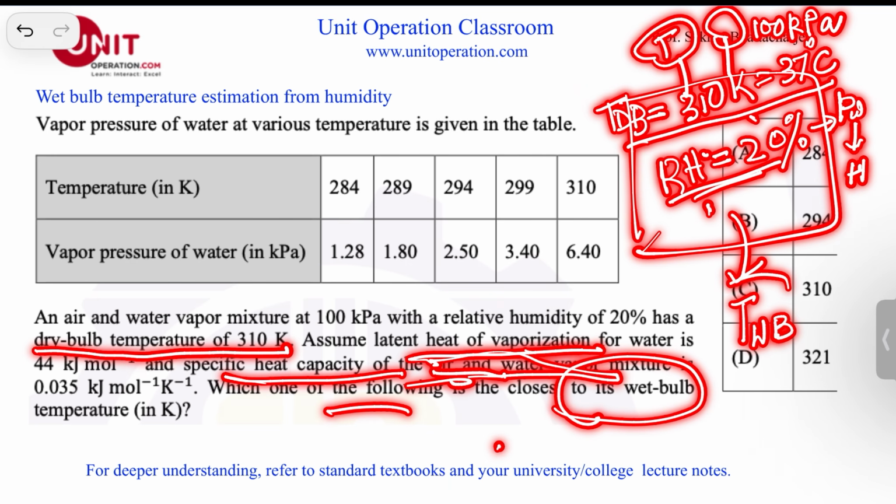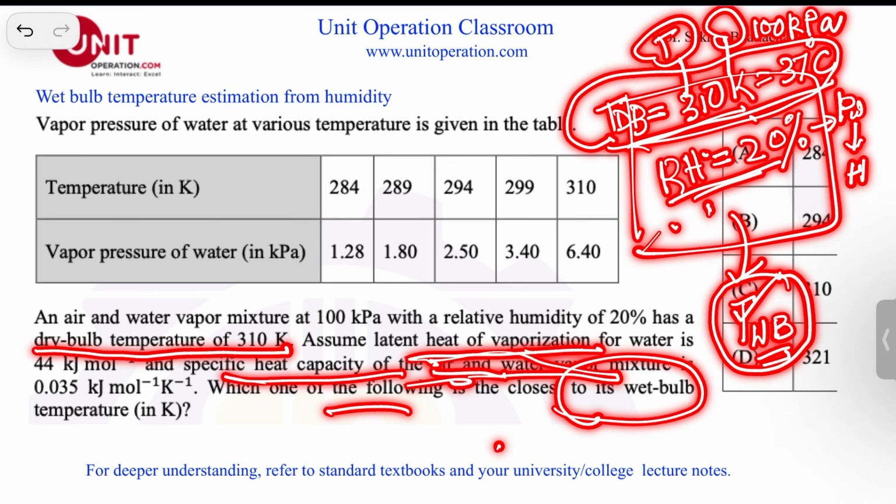What is the utility of the wet bulb temperature? Knowing the wet bulb temperature, we'll see later on. First we'll see how to calculate the value of the wet bulb temperature given the dry bulb temperature, that means the actual temperature which you measure with the thermometer, and the relative humidity of the air in this room or in an environment or in an enclosure.